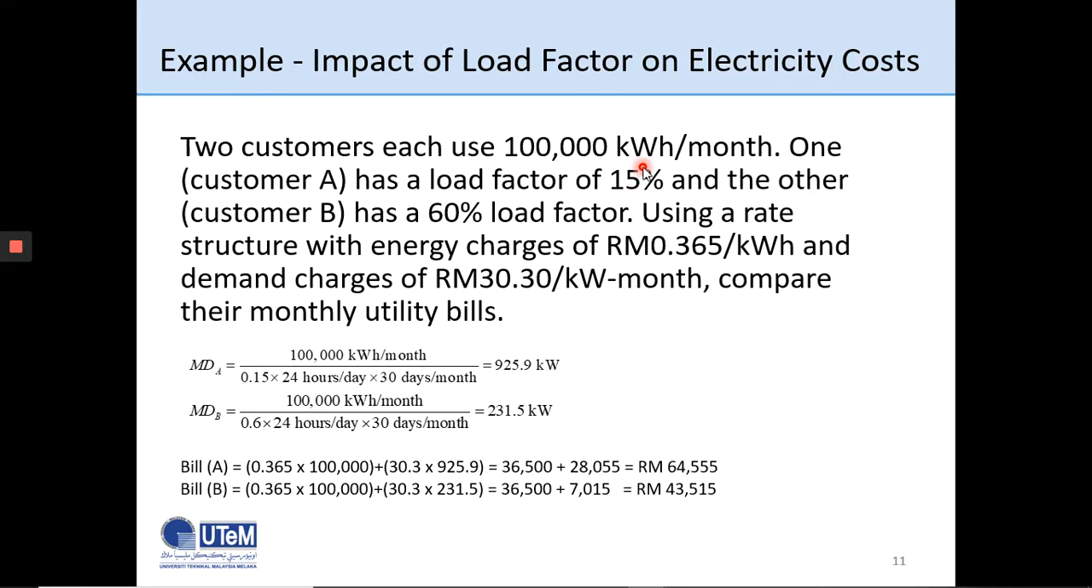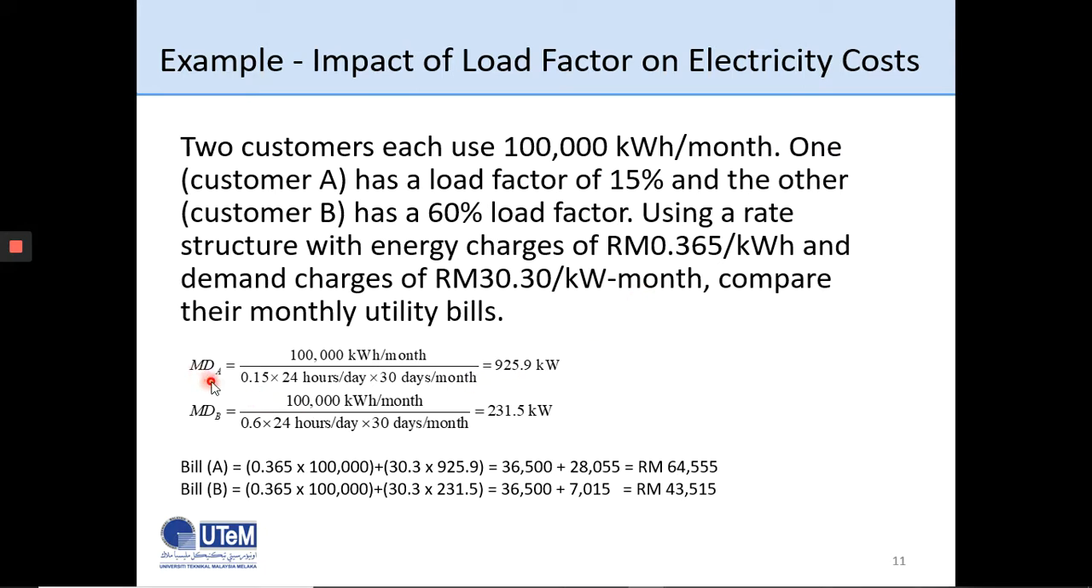First we have a rate structure that charges based on the amount of energy used, and then we have a maximum demand charge based on the magnitude of the peak power. Here we just take an example of 30 ringgit per kilowatt of peak demand per month.